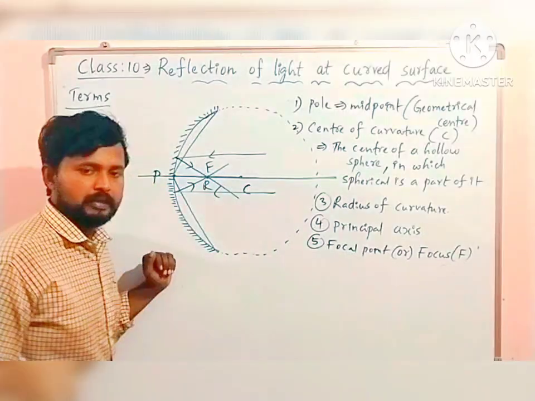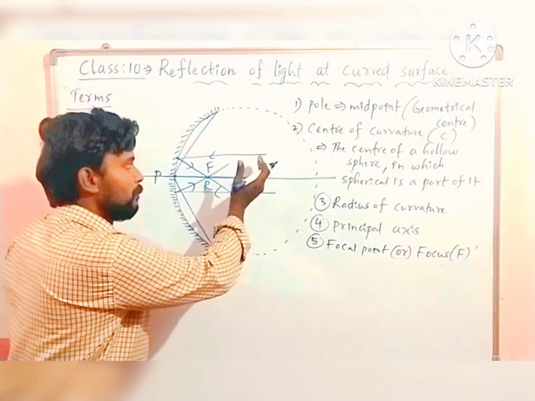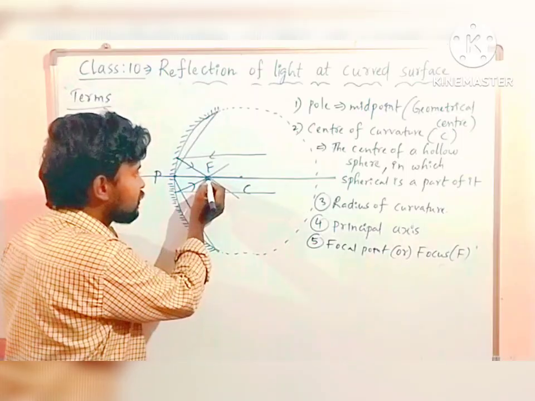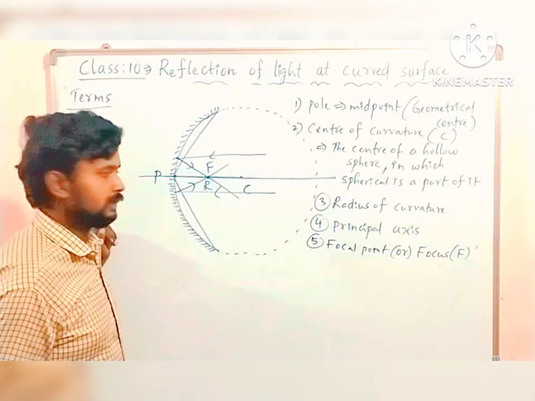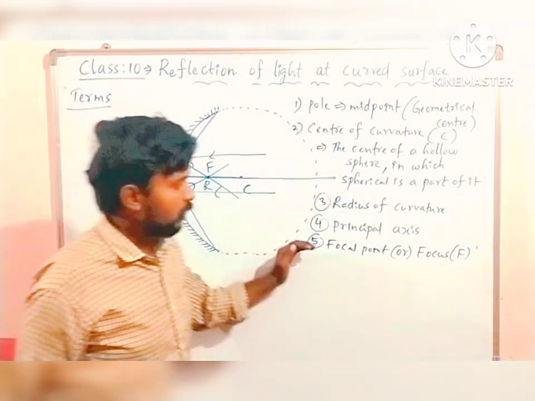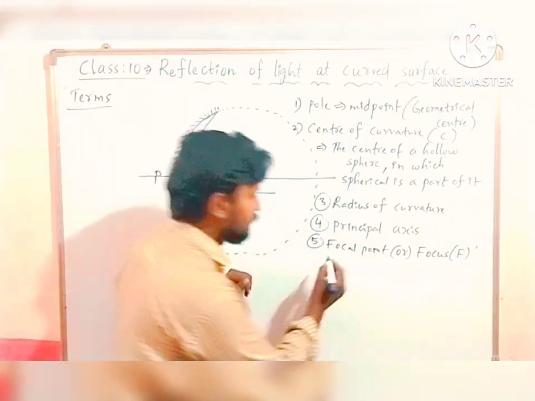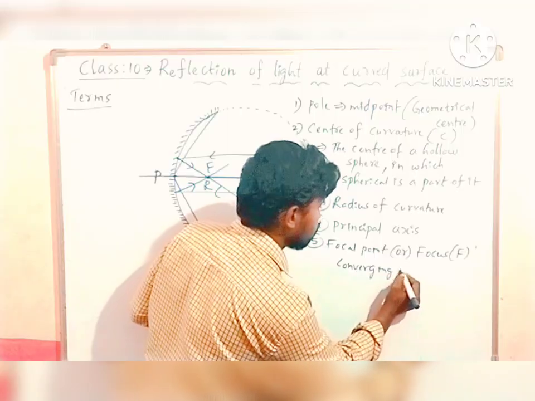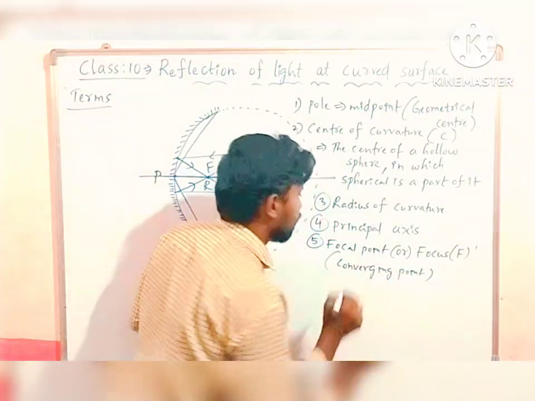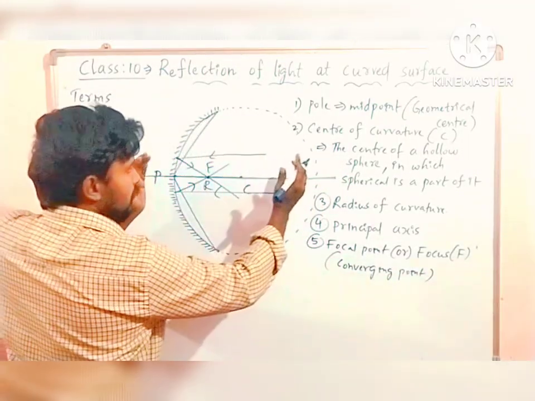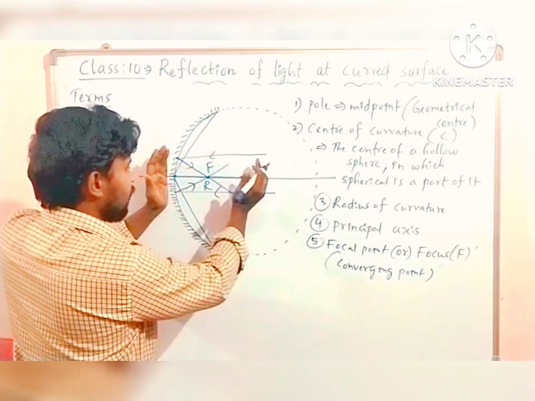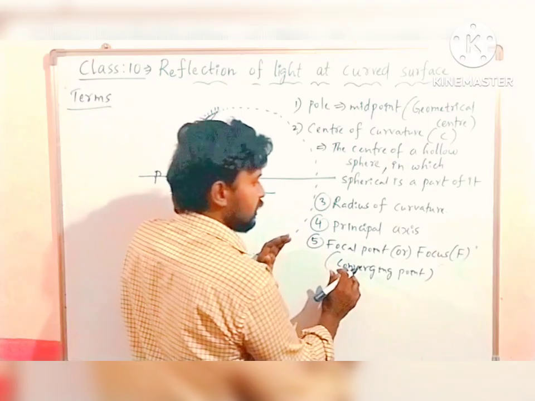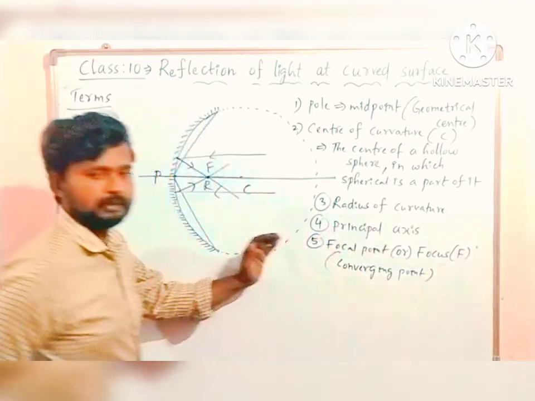Okay, now what does focus mean? When a parallel beam of light rays falls on a mirror, after reflection it converges at one point on the principal axis. This point is called the focal point or focus. So it is a converging point. అంటే parallel beam of light rays మిర్రర్ మీద పడ్డప్పుడు రిఫ్లెక్షన్ తర్వాత ఒక పాయింట్ దగ్గర మీట్ అవుతాయి. ఈ పాయింట్ ని మనం ఏమంటాం, ప్రిన్సిపల్ ఫోకస్ అంటారు, లేకపోతే ఫోకల్ పాయింట్ అనేది అంటారు అనమాట.